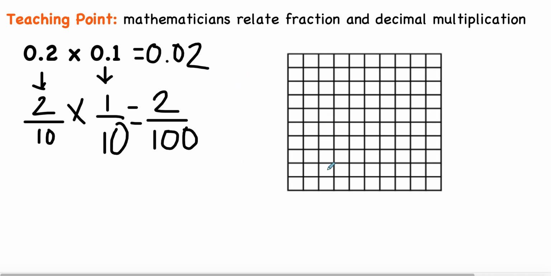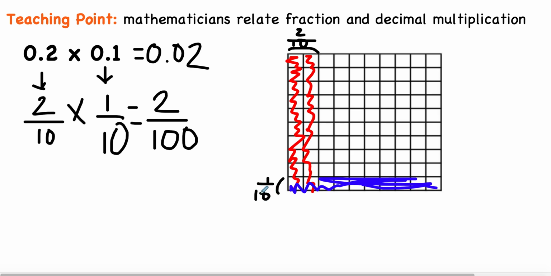I'm also going to show you on the chart, and I'm also going to show you using the standard algorithm of multiplication. So it's another way to think about it. So if I have 2/10, that means I'm going to shade in 2/10 on my chart. And then going horizontally, I'm going to shade in 1/10. Let me label what I have. I shaded 2/10 up here. I did 1/10 here.